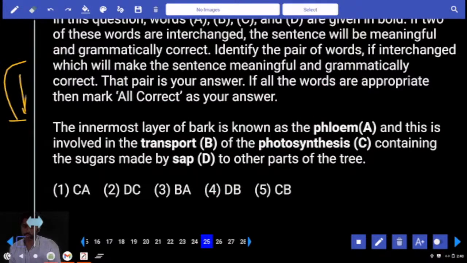The innermost layer of bark is known as a phloem. Is it correct, BPC students? The innermost bark is called phloem, or transport, or photosynthesis, or sap. Maybe phloem, and this is involved in the transport of sap of.